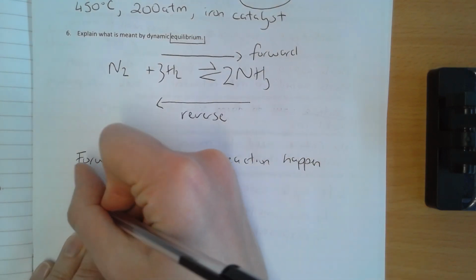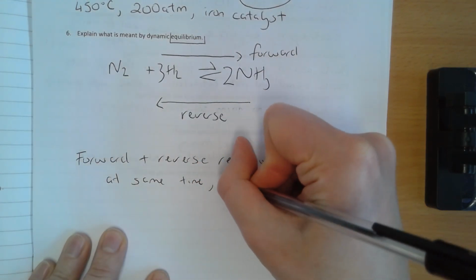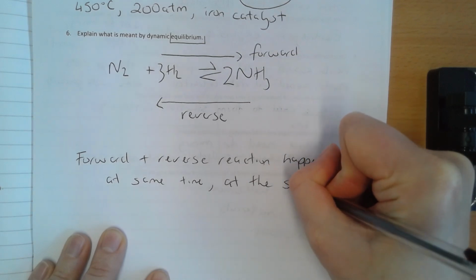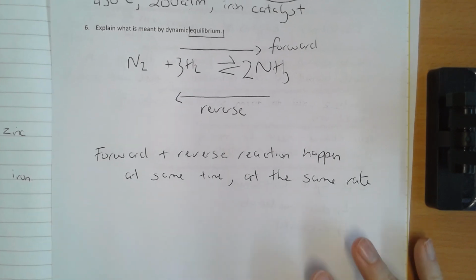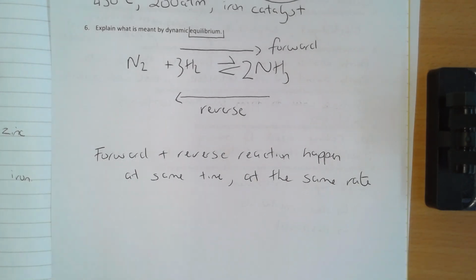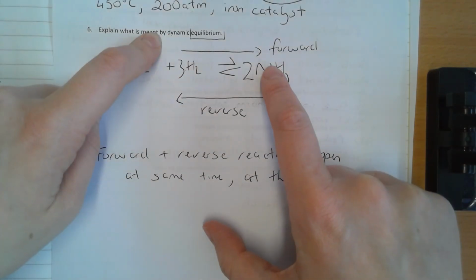And they're happening at the same speed. So we say it's at the same rate. Same time and same rate. And effectively what happens, if you've ever been on a treadmill, and if you're running at the same speed as the treadmill, you're working and the treadmill is working, so you're both still moving, but because you're going at exactly the same speeds, you don't go anywhere. And that's what happens with the reaction.